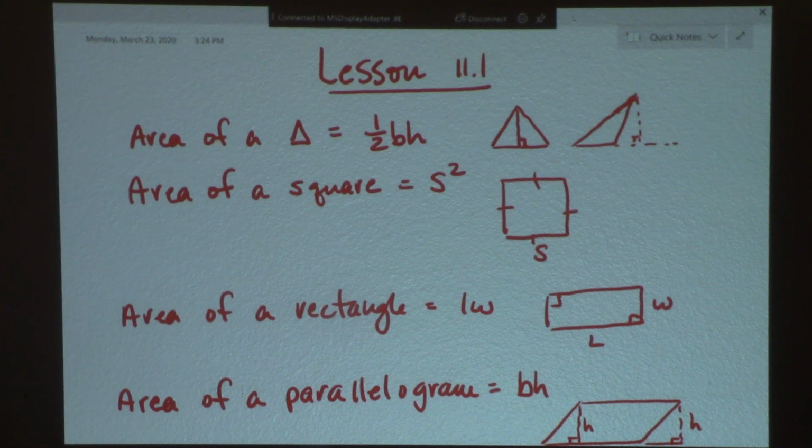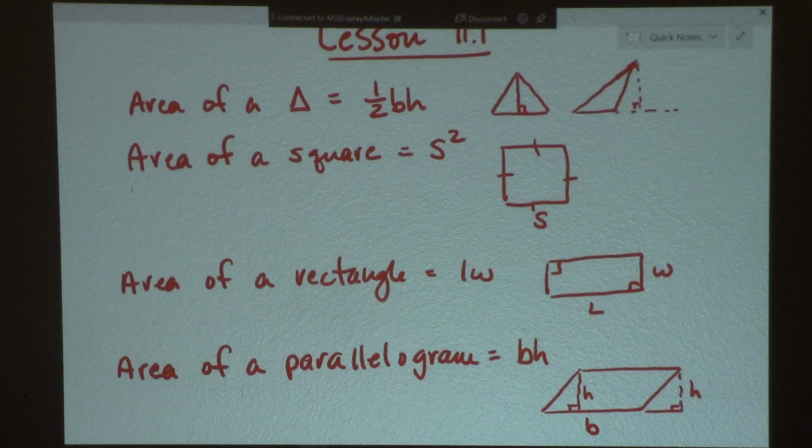Measuring length and area of different shapes. So the first day is always really easy. Take out a piece of paper and you're going to want to write down these formulas. We have the area of a triangle, which is 1/2 base times height. The area of a square, which is side squared. The area of a rectangle, which is length times width. And the area of a parallelogram, which is base times height.